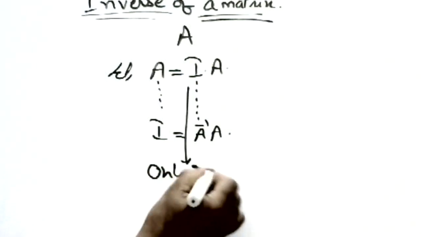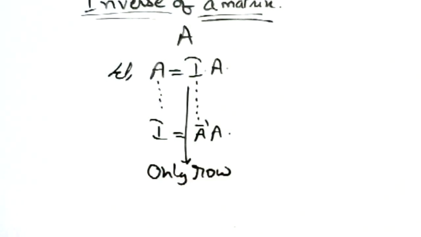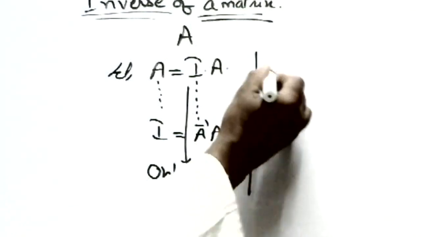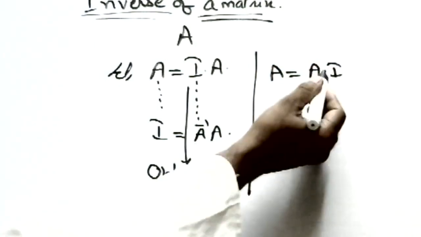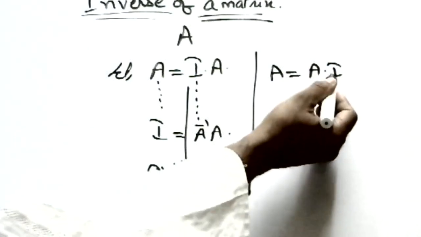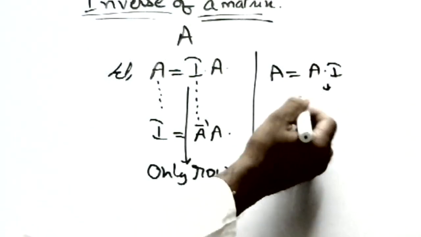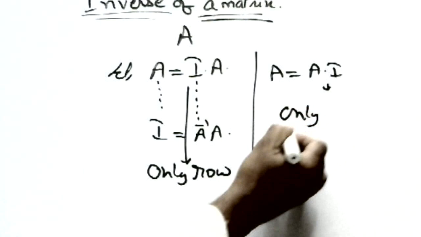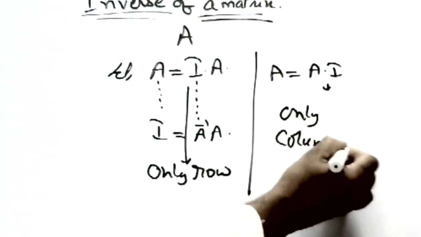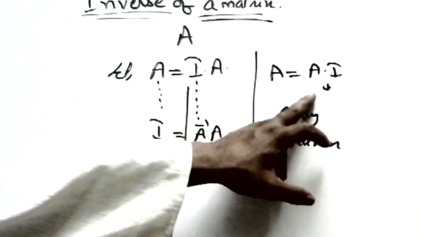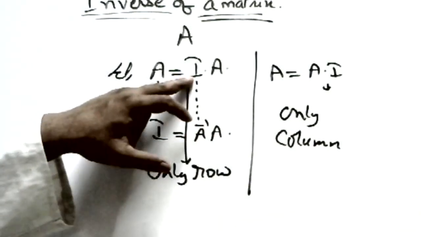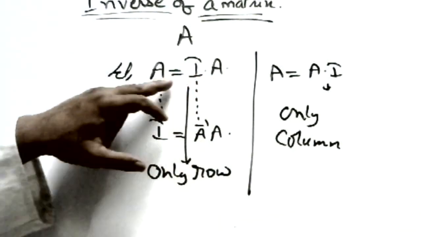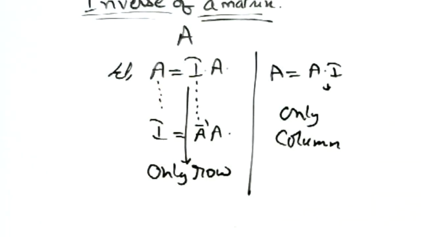This method requires only row transformations. We do not do column transformations. If we write A equals A into I, with I after A, then we can do the method with only column transformations. If we write I first and the matrix A second, we do the method by only row transformations.